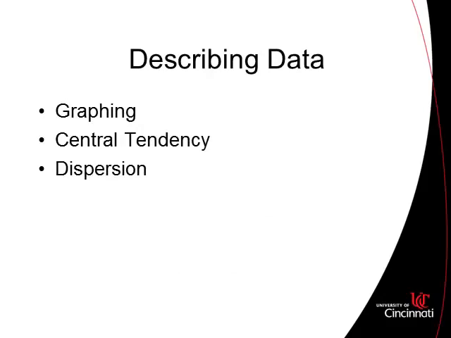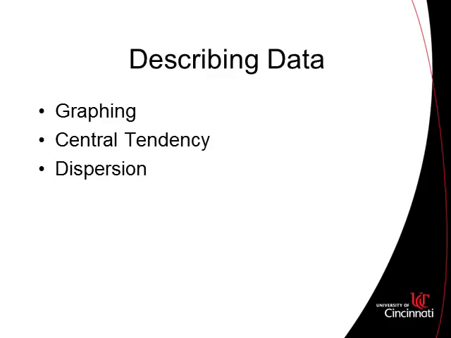So we talked about the 3 big ways of describing data: graphing, talking about the central tendency, and talking about the dispersion. So in session 2, I talked about different ways to graph data to visually display it. In this lecture, we're going to talk about central tendency and dispersion. And these are ways to summarize data with numbers instead of graphs. So it's just another way that we can communicate about raw data.